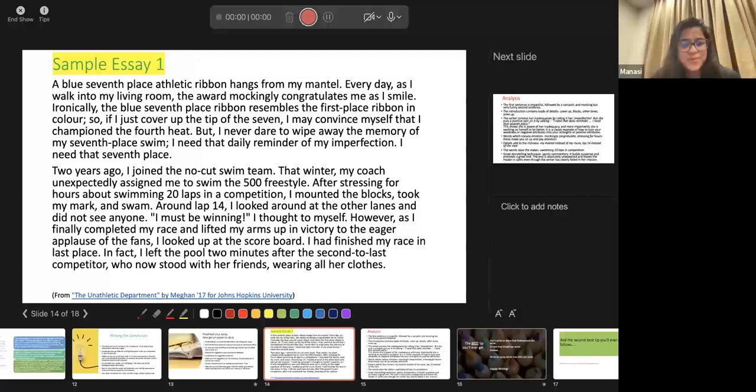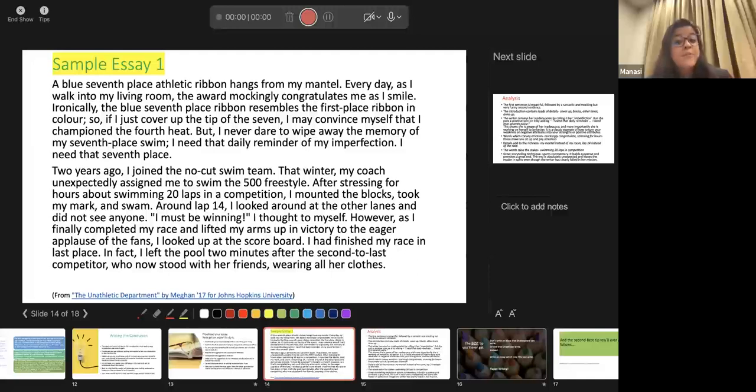Let me read more. Details add to the richness. She is talking about my mantle instead of my room. That's a very great detail. So it tells you exactly where the award is placed in her room. We can all picture it, literally.